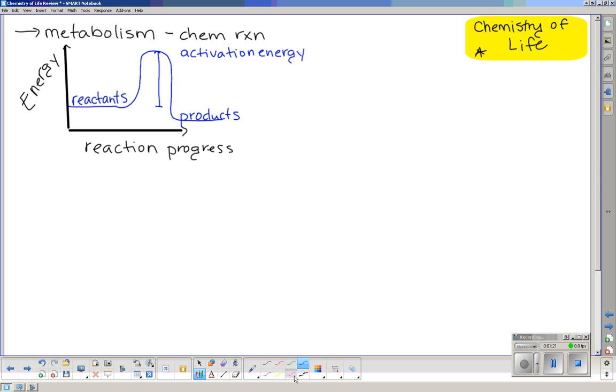In order to reduce the activation energy so that reactions can go faster and without as much energy, the activation energy needs to be lowered. And this happens in the presence of an enzyme. An enzyme is a biological catalyst. A catalyst is something that speeds up a reaction. The way it does that is by reducing activation energy.